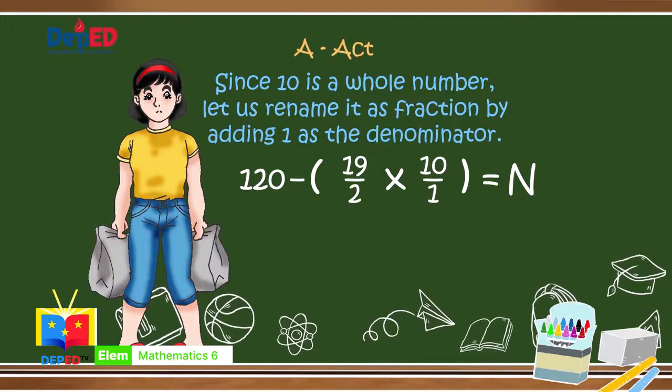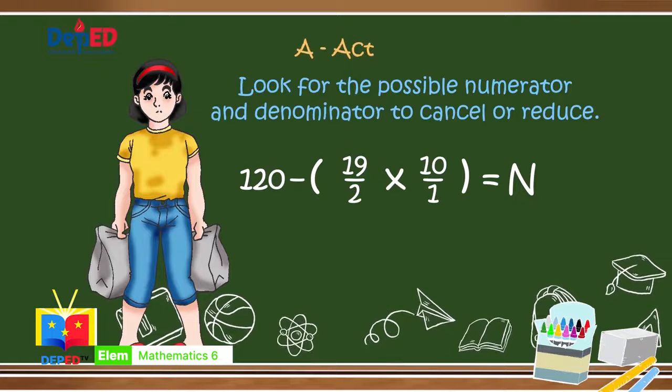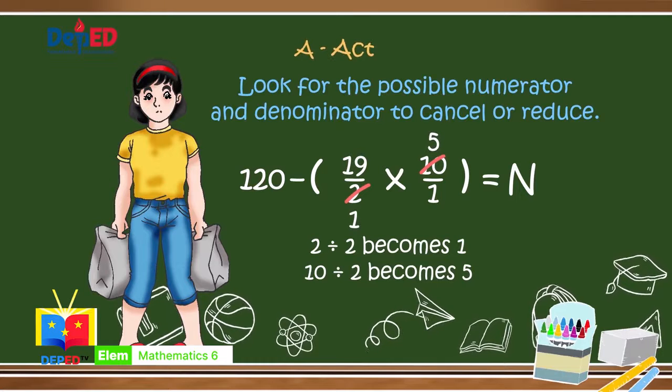By using the cancellation method, look for the possible numerator and denominator to cancel or reduce. Is there a pair of numerator and denominator with a greatest common factor, or GCF, other than 1? Yes, we have 2 and 10 with their GCF 2. Cancel or reduce 2 and 10 by dividing by their GCF 2. 2 divided by 2 becomes 1. 10 divided by 2 becomes 5.